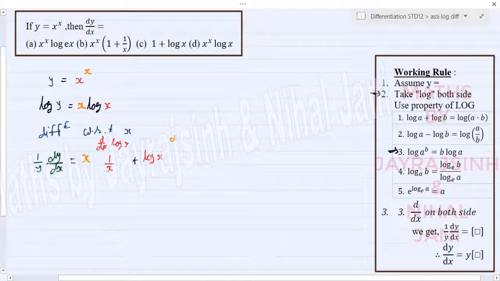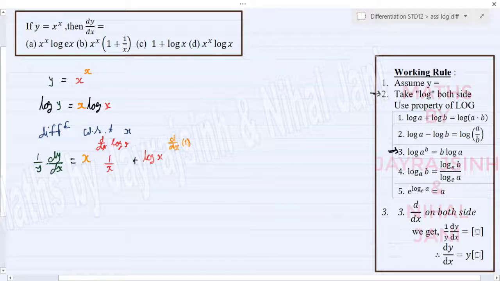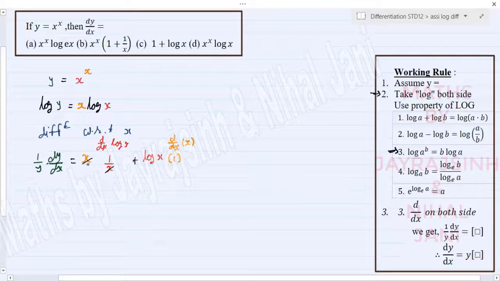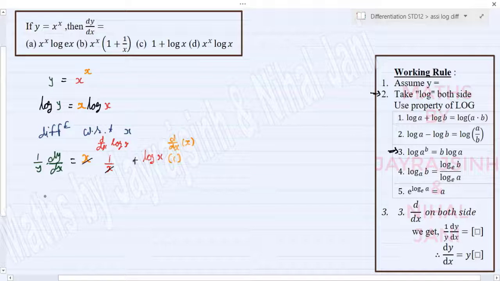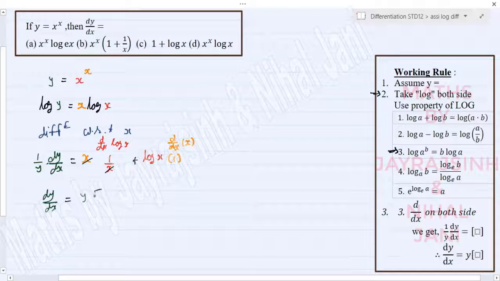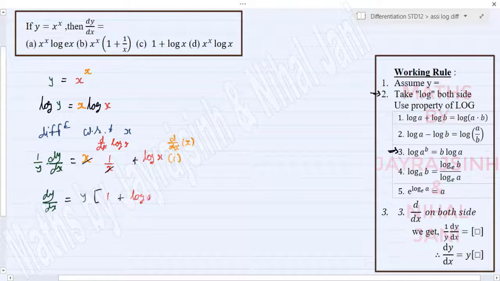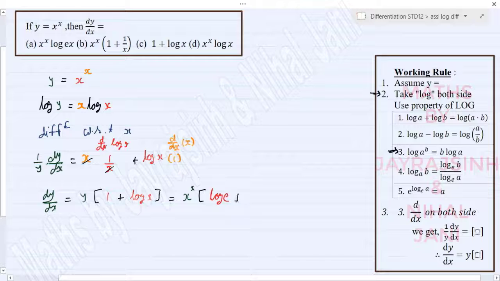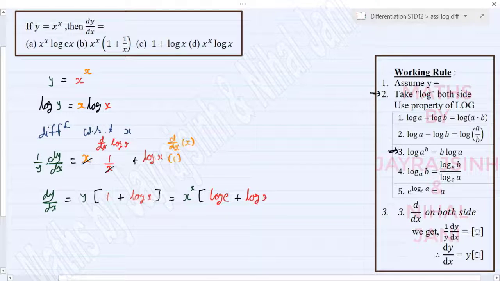We have to differentiate our second term, which is x. So differentiation of x will be 1. So this x will cancel out and we will get dy by dx is equal to y into 1 plus log x. But to get the answer which is given in the question, we have to substitute the value of y, which is x raised to x, and we can replace our 1 as a log e plus your log x will be as it is.